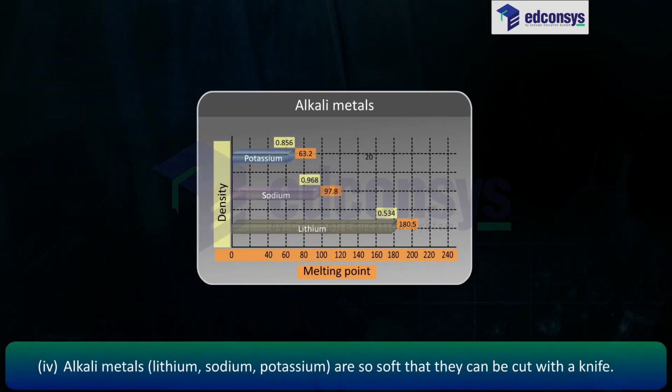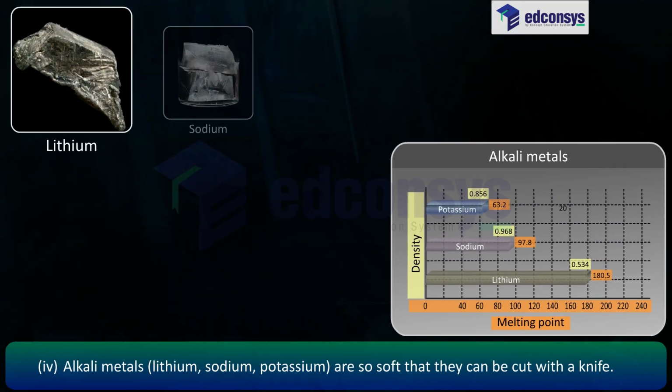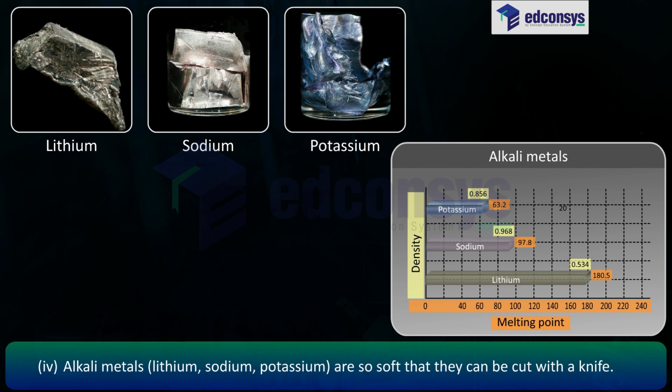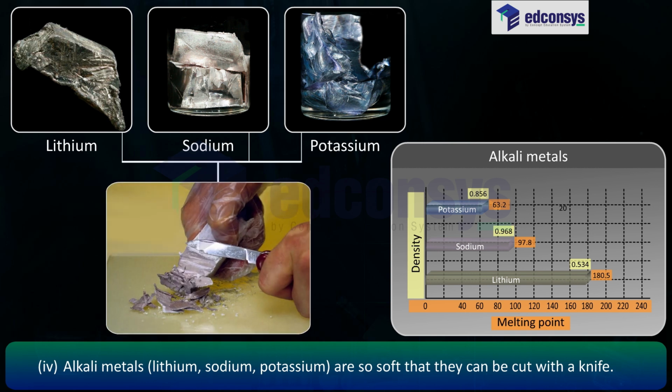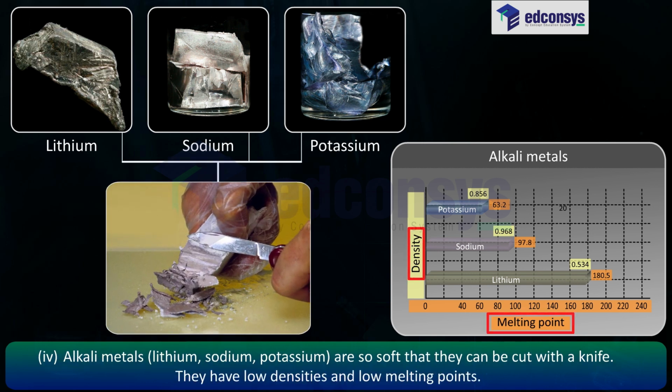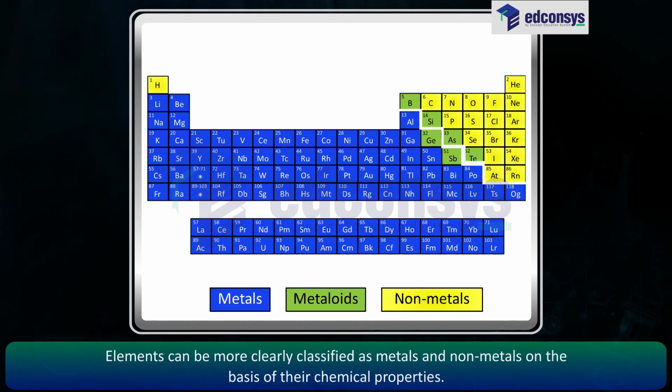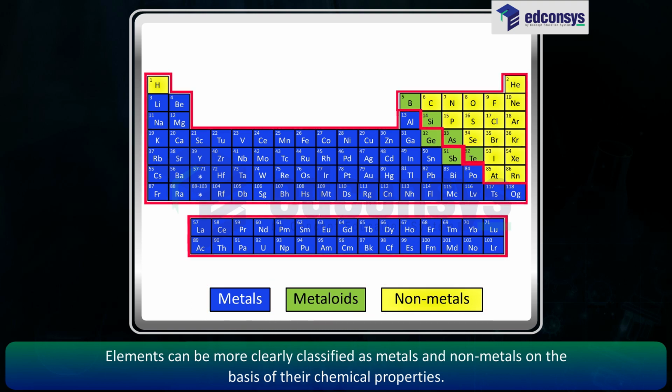Fourth, alkali metals, lithium, sodium, potassium, are so soft that they can be cut with a knife. They have low densities and low melting points. Elements can be more clearly classified as metals and nonmetals on the basis of their chemical properties.